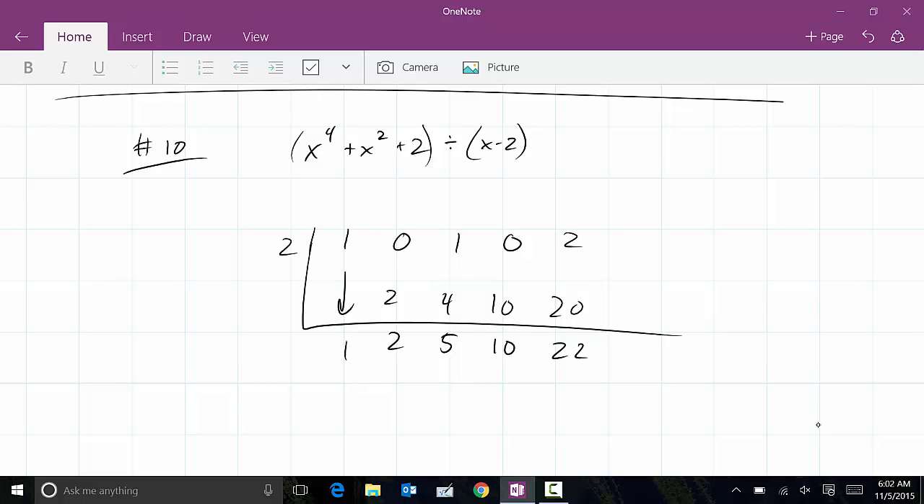Okay, so let me just check this really quick. Brought down the 1. 2 times 1 is 2. Add down, which is 2. Multiply, which is 4. Add down, which is 5. Multiply, which is 10. Add down, which is 10. Multiply, which is 20. Add down, which is 22.